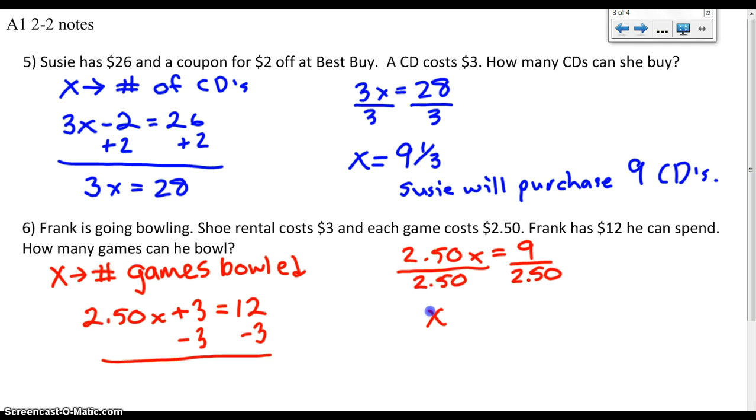And this is another one that doesn't work out nice and pretty. So what I have is 3 times 250 would give me 750. So it's 3, and I would have $1.50 left. So I'm going to go ahead and write it as some weird fraction mixed with decimals that you don't want to simplify necessarily. But the good news on this problem is we don't have to. All we have to do is say, well, how many games can Frank afford? Well, Frank can bowl 3 games.